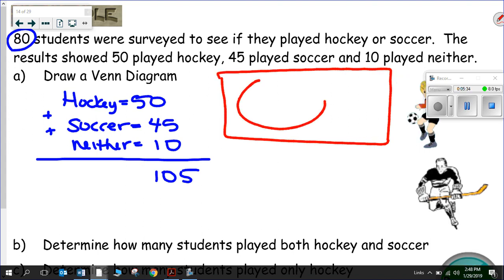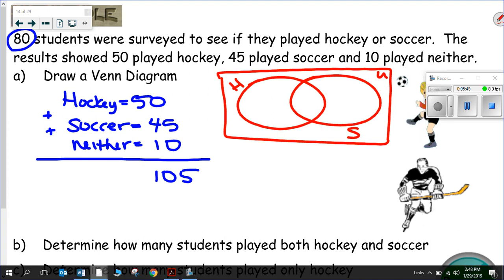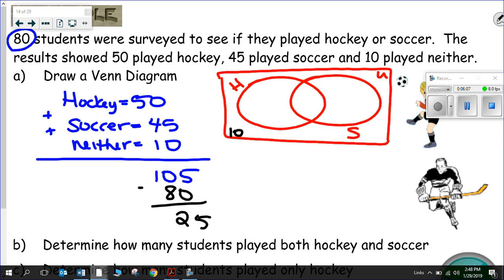So I have my two circles that overlap. One of them is hockey and one is soccer. And I'm just going to make my universal set there on the outside. Now I know that there's 10 that do neither. So I'm just going to put the 10 on the outside. Now I want to figure out how many are doing both. If I have 105 options, but I've only got 80 kids, the overlap is the difference between those two numbers. So 25 must do both.